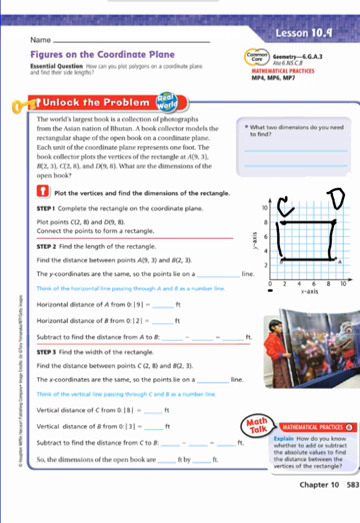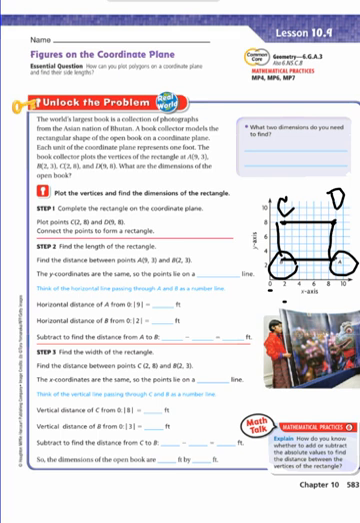Find the length of the rectangle. Find the distance between points A and B. So A is here and B is here. We need to find the units between the two. A is 9 and B is 2.